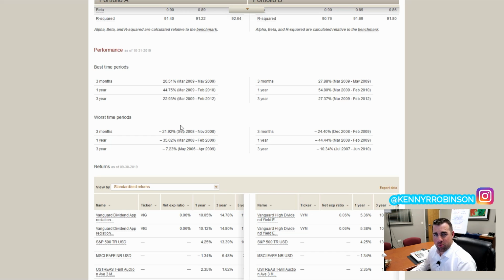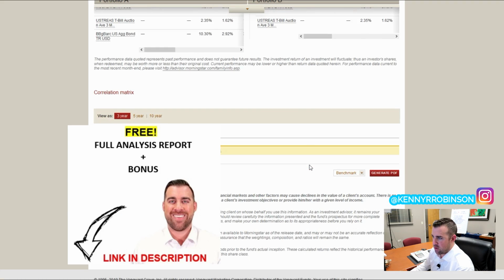Another way to look at performance is the worst and the best time period. So let's look at the best 1 year. It's from March 2009 to 2010. The recovery, 44.75 and about 54.80 on this one, which is interesting. The worst time periods, March 08 to Feb 09, negative 35%, negative 44. So this one is a little bit more volatile over the past decade or so.